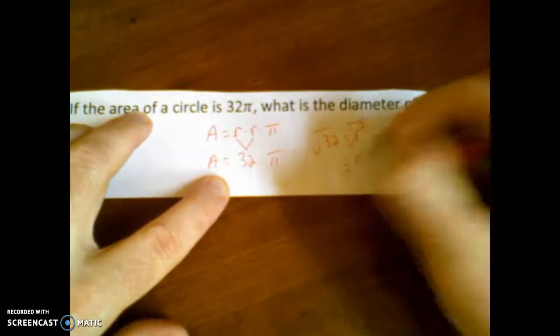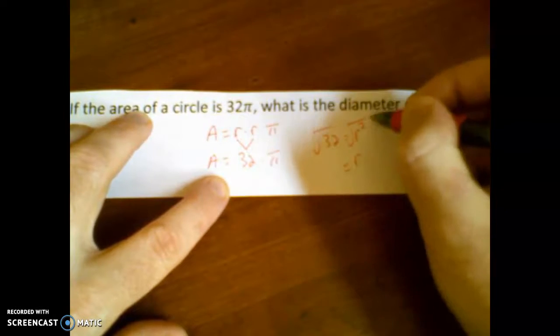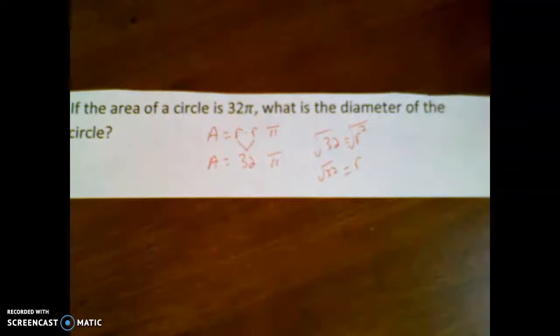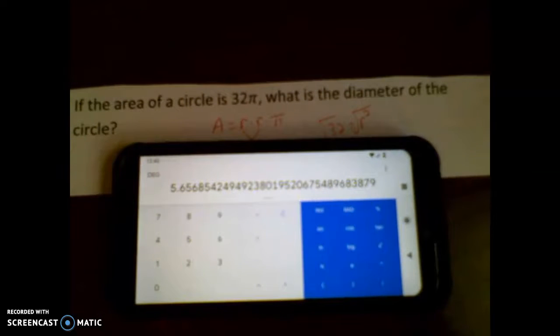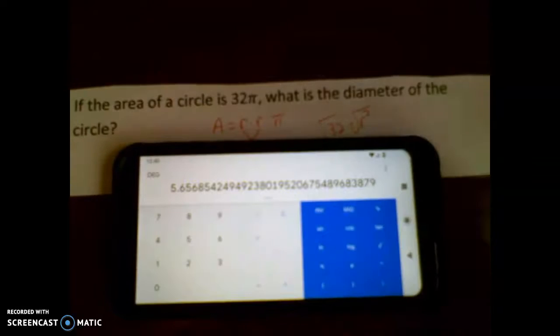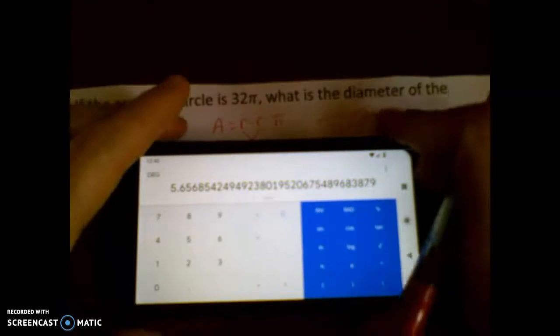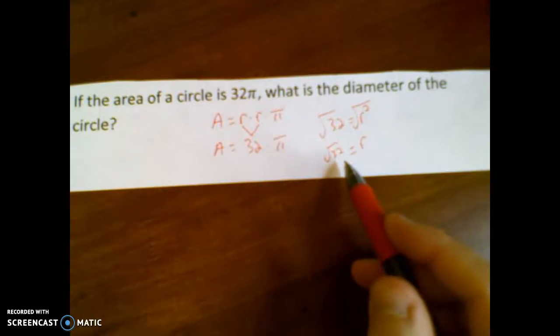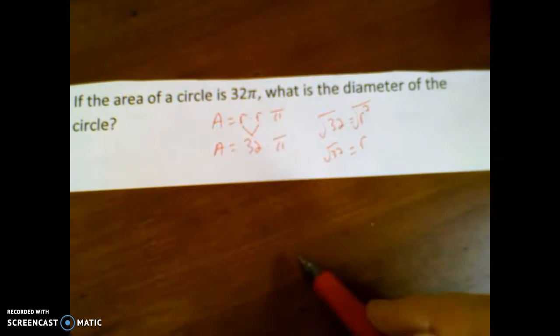So the radius, the square root and the square cancel each other out. The radius is simply the square root of 32. And yes, the square root of 32 is irrational if you want to have an approximation for it. Looks like it's about 5.65 or so. It does go on forever, right? It goes as long as the calculator does. And that would be your radius. Now your diameter, of course, is twice that.